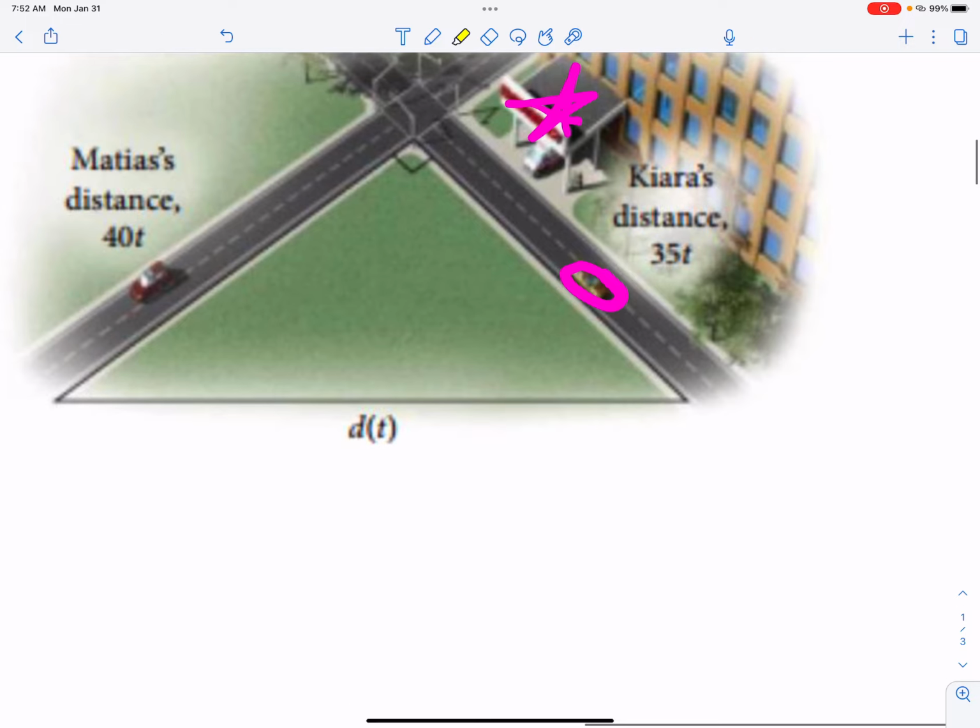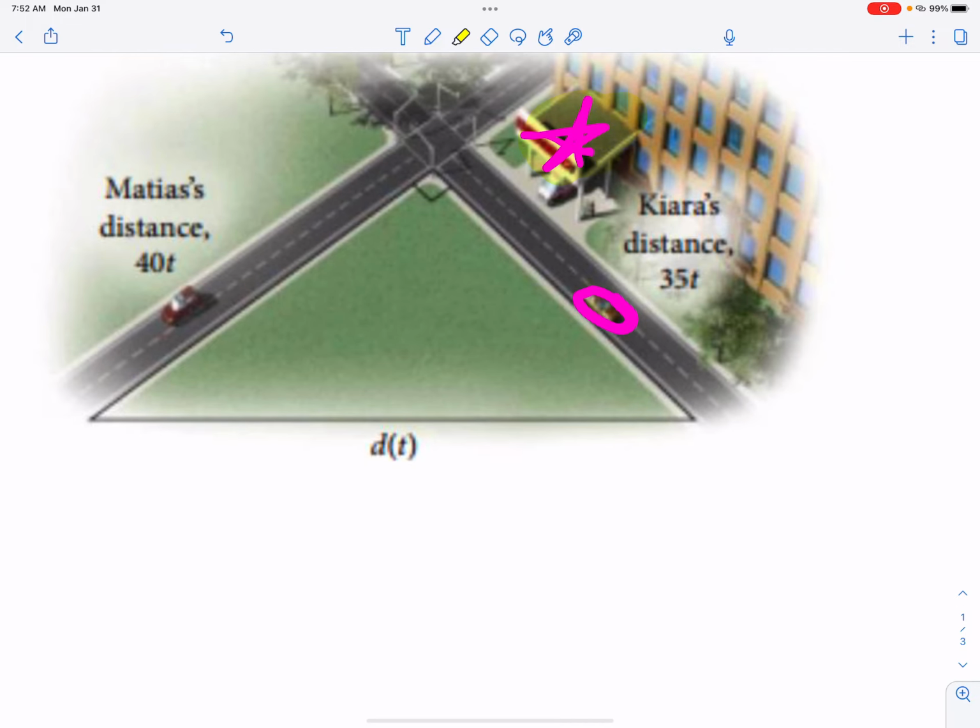So there's a lot going on. We have this hospital, and then we have Kiara driving away, and we have Matthias driving away. But really what the question is interested in is the distance between the cars. So let me try to draw a little picture. This is the distance that we're actually interested in. And obviously the distance is changing. As these cars continue to drive, that distance between them is going to get larger and larger and larger. So it's going to be changing. It's not like a specific numerical answer, but we are interested in that distance between them.